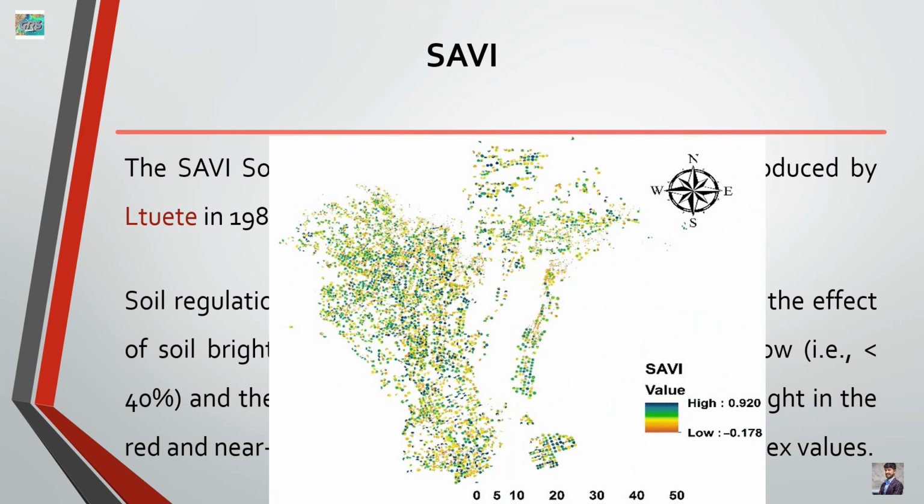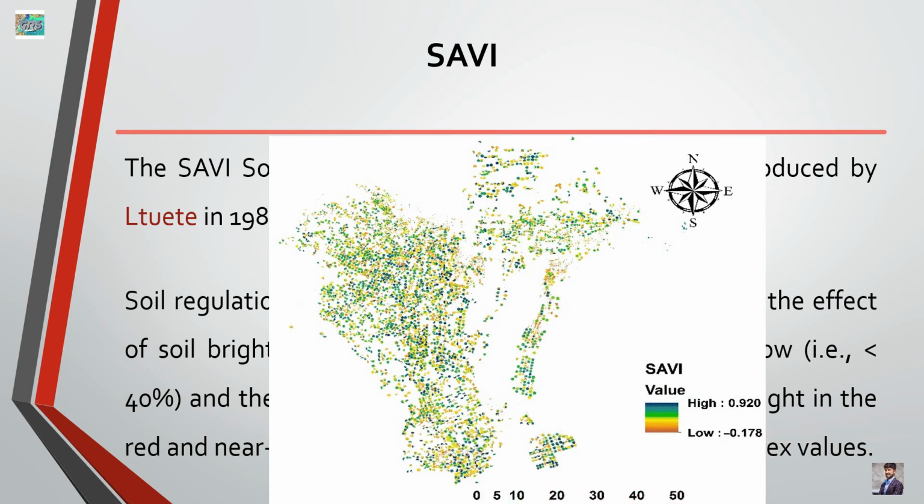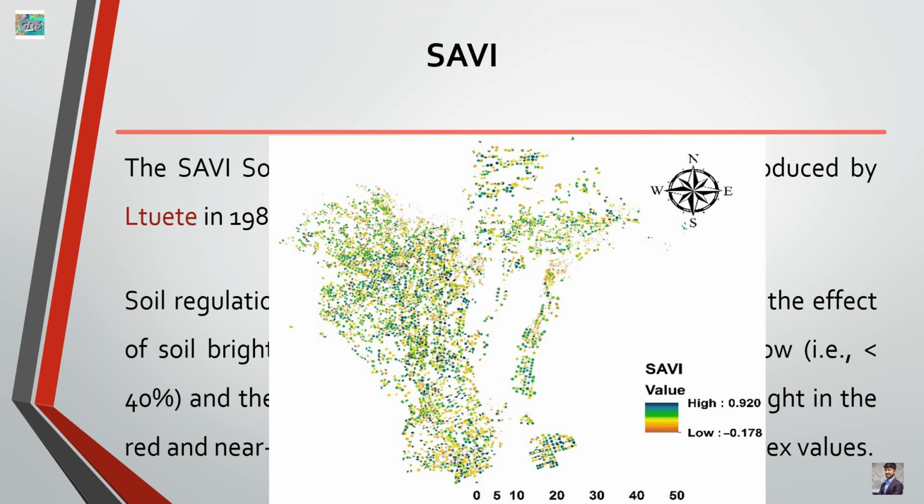Like in this picture, as you see, those areas have sparse agriculture or sparse vegetation, exposed areas where we haven't much vegetation. For those areas, we use the SAVI index.